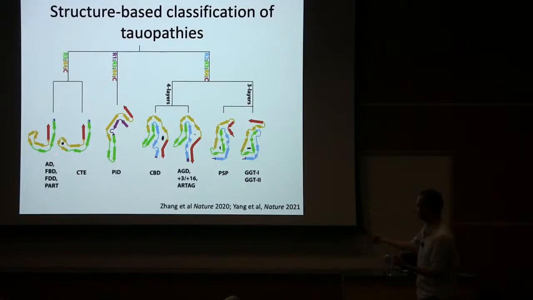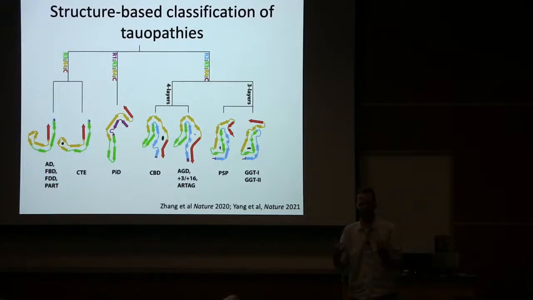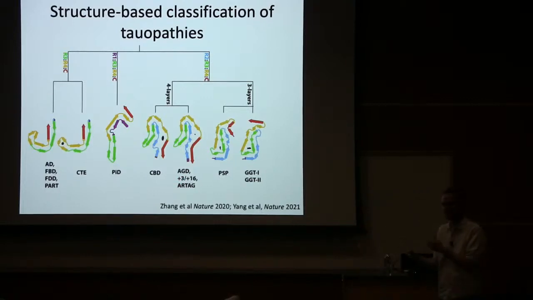For example, Alzheimer's disease and familial British or Danish dementia all have the Alzheimer fold, and the same is true for this fold, which we call the AGD fold. If you have R406W or some splicing mutants of tau, they also adopt this fold. But distinct structures do always define different diseases.